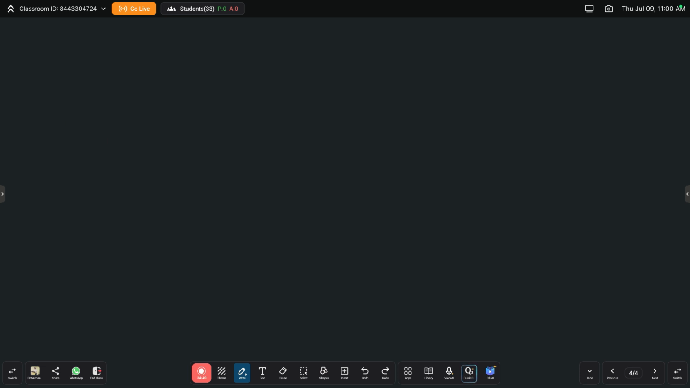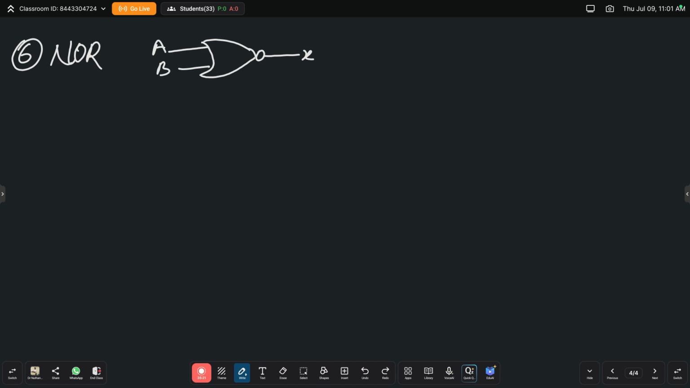Next one, 6. NOR gate. Tell me, then you know. Inverter of OR gate. Correct? The representation is how it is. Same. First you write OR gate and add a small circle at the end, then X.